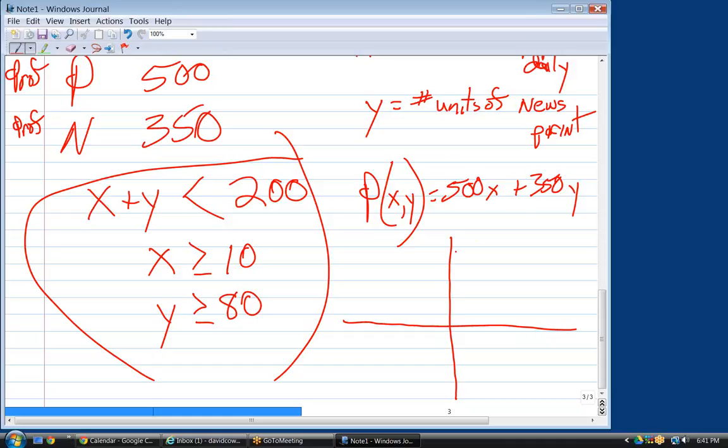Now, if we want to know what value of x and what value of y will maximize our profit, which everybody wants to do, we have to take this linear programming approach. The way you do it is you graph your constraints and you check the vertices of the resulting area. Whichever vertex produces the greatest profit, that is your answer.